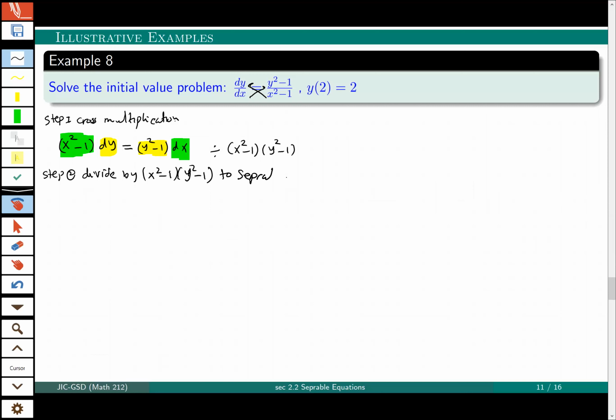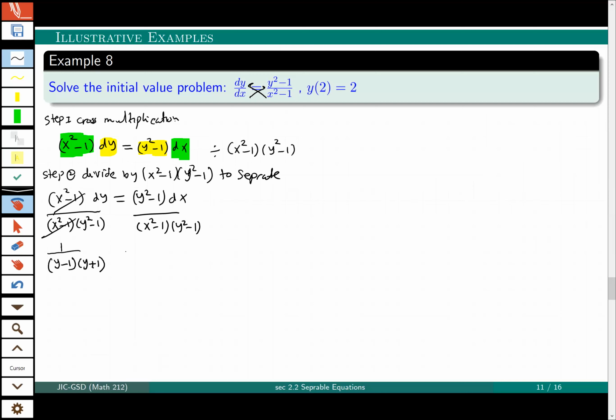If we divide, we get x squared minus 1 dy equals y squared minus 1 dx, and we divide by the same quantity, x squared minus 1 times y squared minus 1. So this is cancelled out, and y squared minus 1 can be factored to square root of the first minus square root of second, square root of the first plus square root of second dy. Same thing here, x squared is cancelled, and I have here 1 over square root of the first minus square root of second, square root of the first plus square root of second.